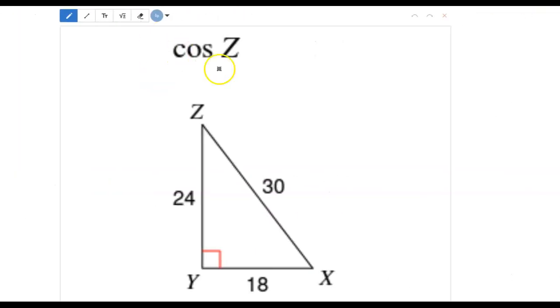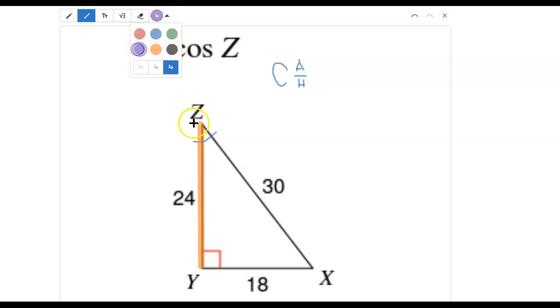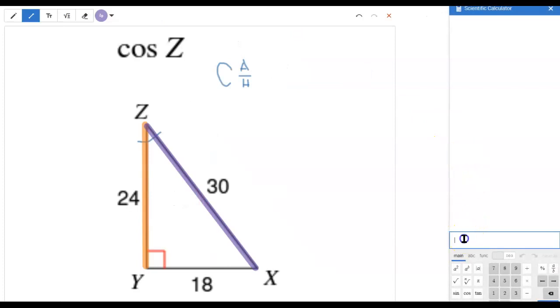All right, let's do one more. Cosine is adjacent over hypotenuse. We're looking for cosine Z. Z is our theta, or our referenced angle. So we're going to look at our adjacent line, and then we're going to divide that by our hypotenuse. So that's going to give us the ratio 24 divided by 30.